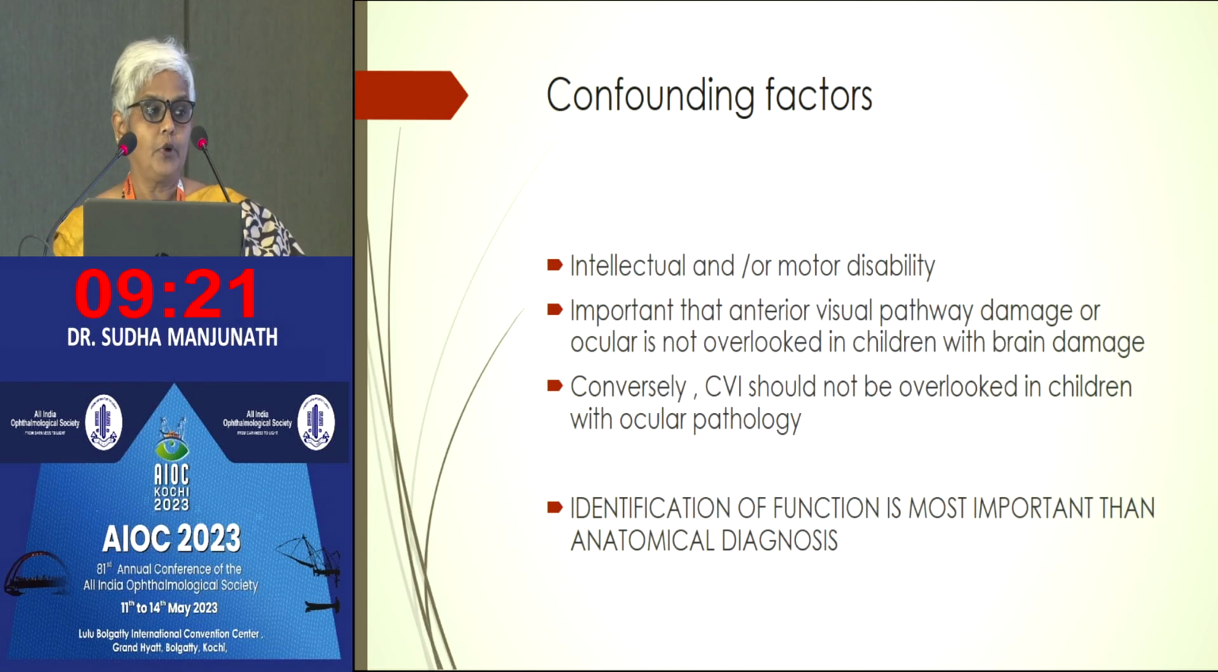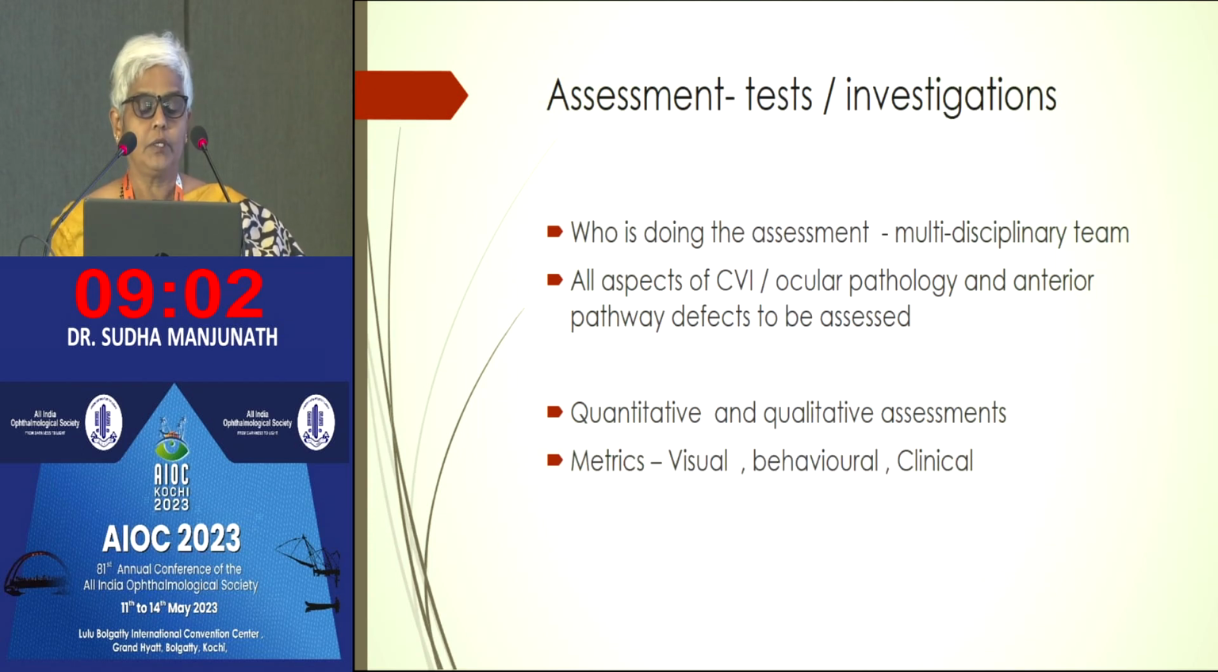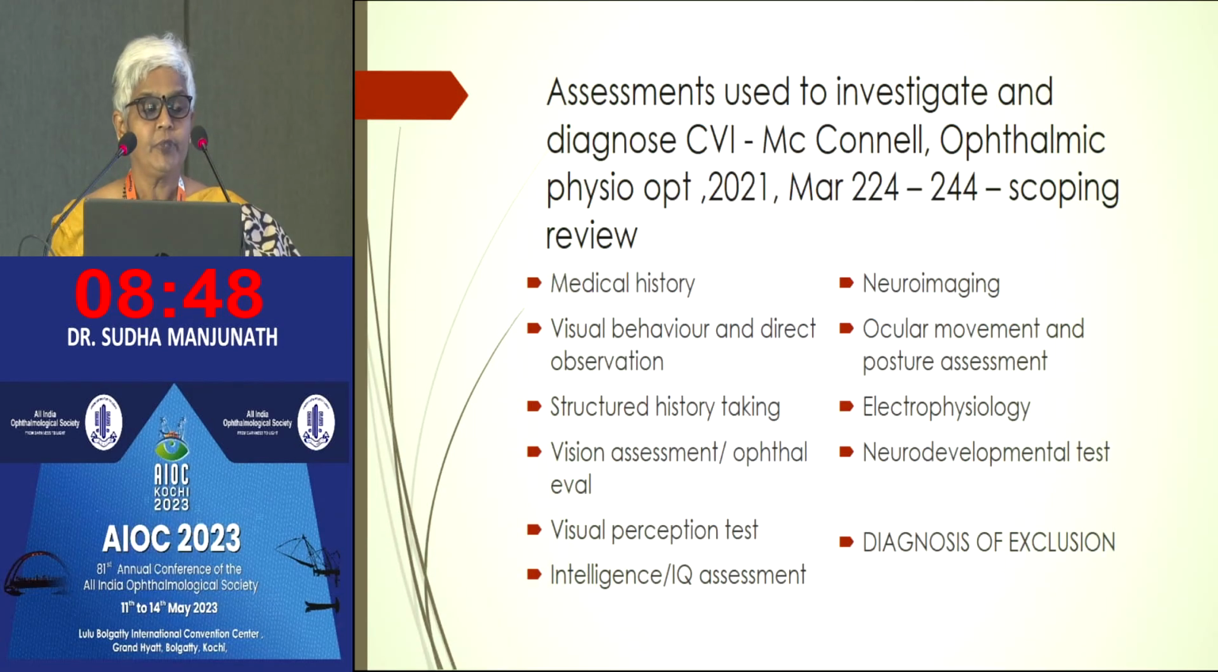So this is very important, because just because a child has CVI, we must not neglect his eye examination. And on the other hand, if there is an ocular pathology, we must not assume that CVI cannot concurrently be present. And in all these cases, identification of function is more important than anatomical diagnosis. So, assessment for CVI is best done by a multidisciplinary team, and all metrics such as clinical examination, visual assessment, and visual behavior assessment have to be done.